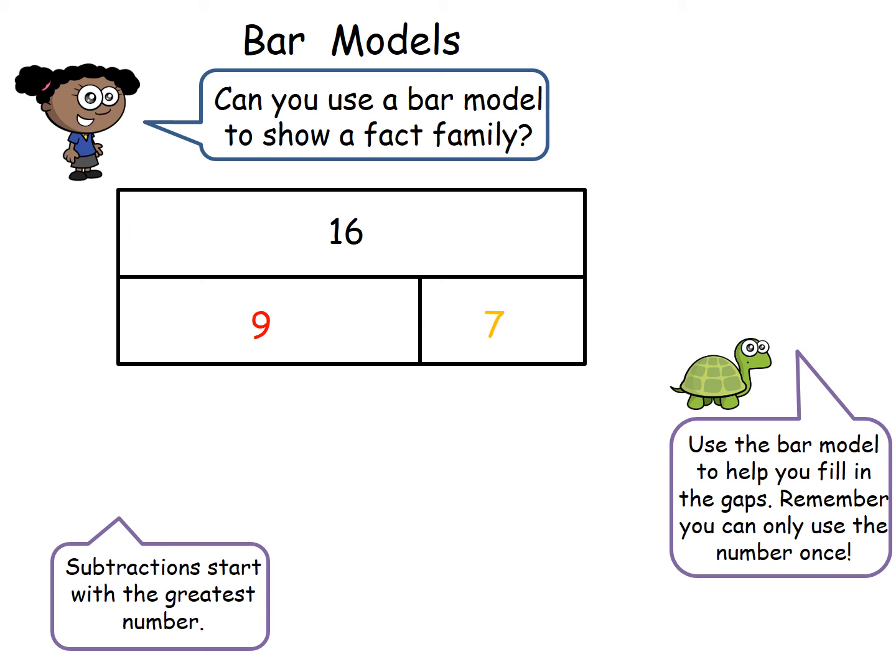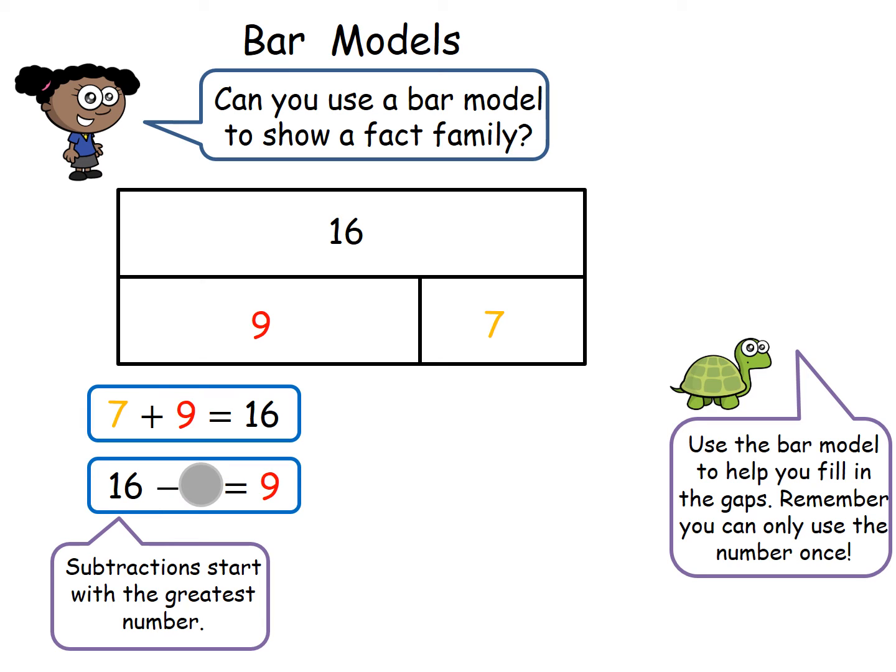So this time we have a fact family again with a bar model. And remember, when we're doing the subtractions, we need to start with the greatest number. So I've got one missing here. If you use the bar model to help us, we've got something add 9 equals 16. So what is my missing number? Well done if you said 7. So there's the other part.